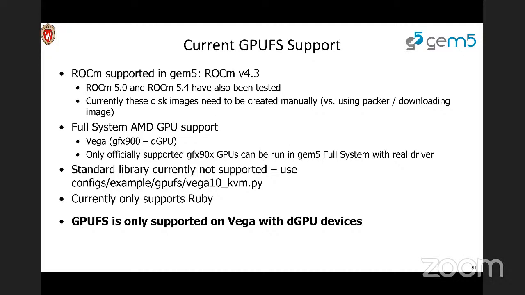And that means that now we officially can support Vega GPUs doing full system mode. Again, here you would use the scripts that we have that go with full system mode, in this case, Vega 10 KVM. As part of this transition, we've really been focusing on supporting the Vega model, because that is a newer GPU model that AMD has. I haven't personally tried testing it with GCN3, but I suspect it would probably work, but your mileage may vary.